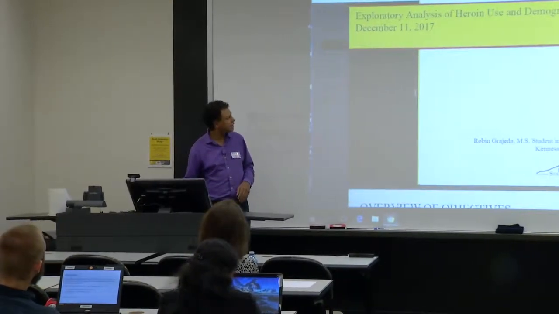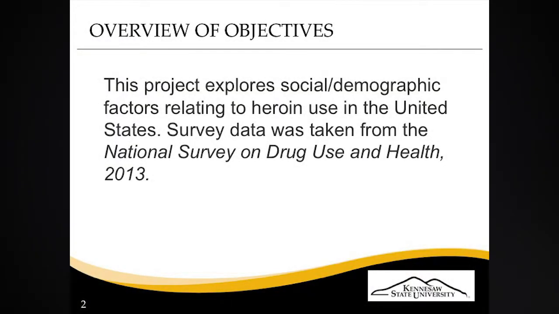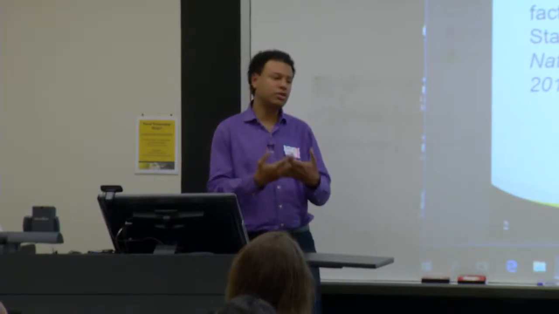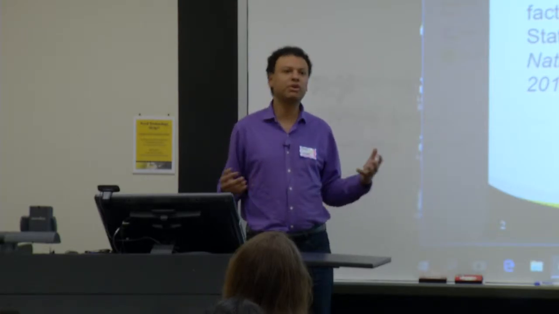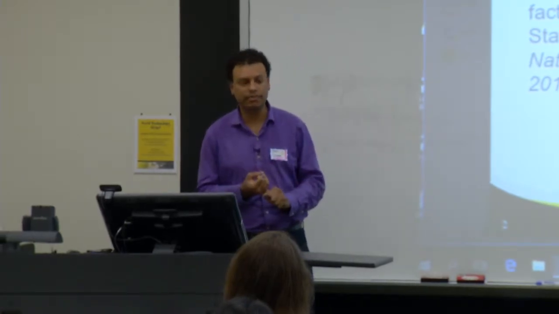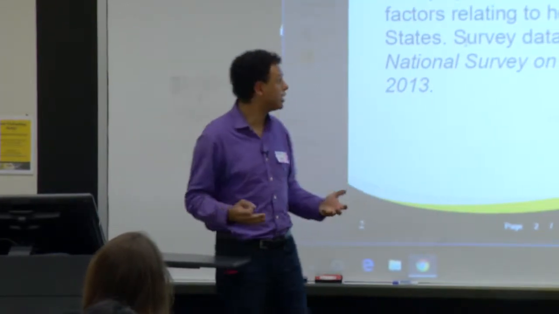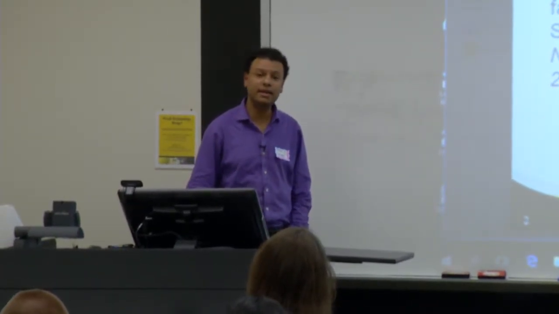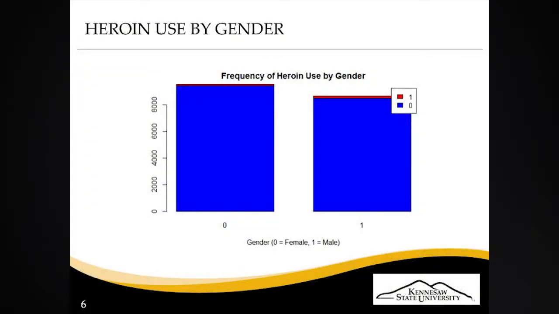As I did this project, it was very difficult to find all of those variables. There were a lot of missing levels for some of these variables. So I learned that in order to build good models, the most telling variables were actually demographic in nature, for example, income and degree of religiosity. Also, has the person tried other drugs? This project explores social and demographic factors relating to heroin use in the United States, and the data is very recent.